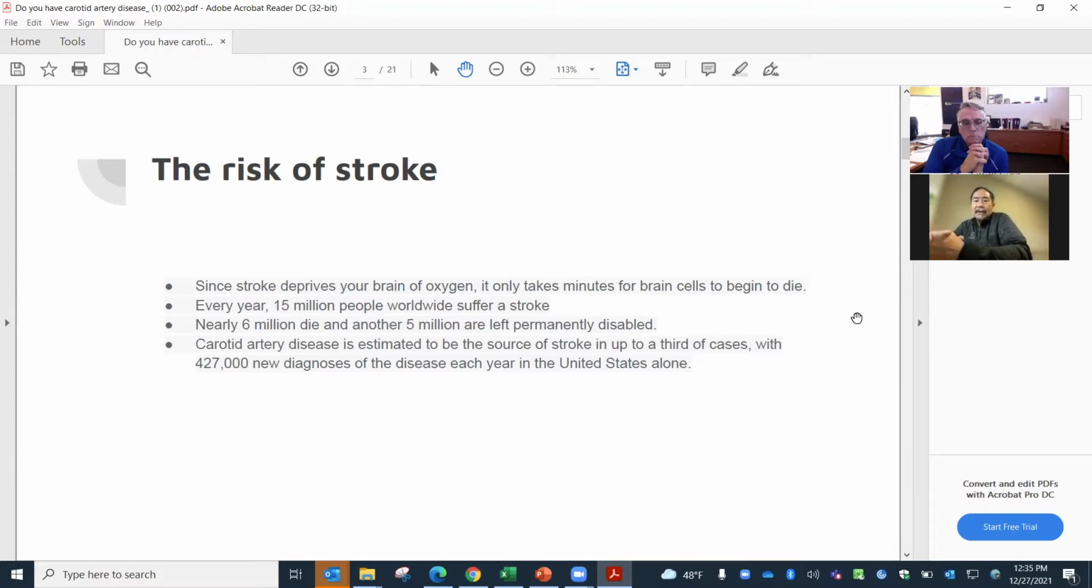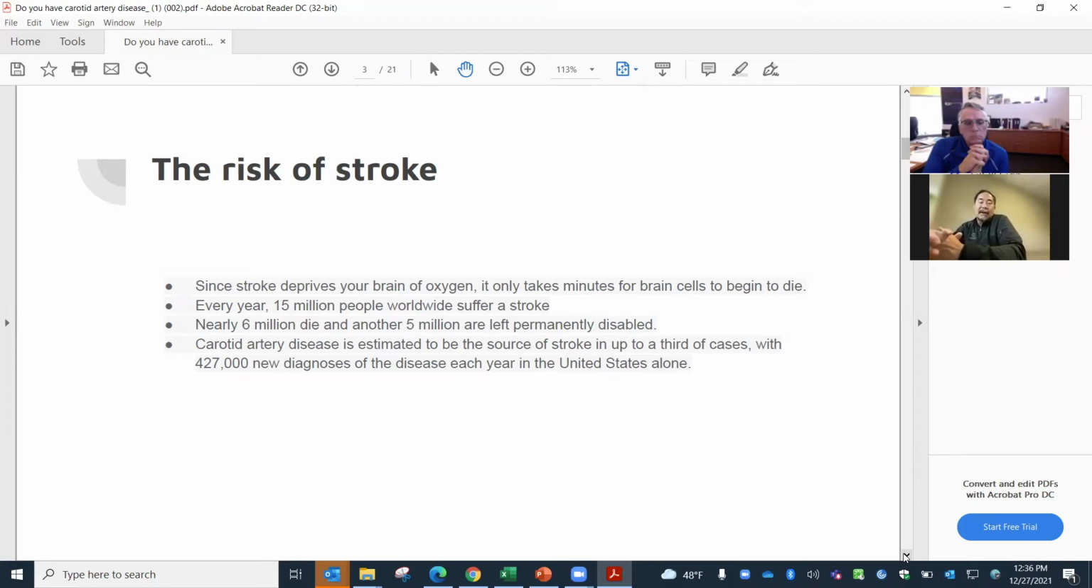And every year, 15 million people worldwide suffer a stroke. Nearly 6 million die, and another 5 million are left permanently disabled. So you can die from a stroke in which your brain dies and you stop breathing and you die. Or, and some would argue even worse, you suffer a major debility, a permanent disability due to this stroke. Carotid artery disease is only one of the many causes of a stroke, but it's estimated to be the source of a stroke in up to 1/3 of all stroke cases. So it's a big component of folks who have stroke.